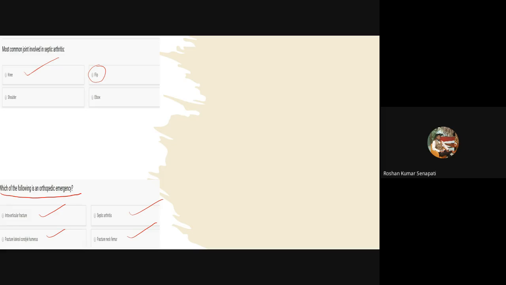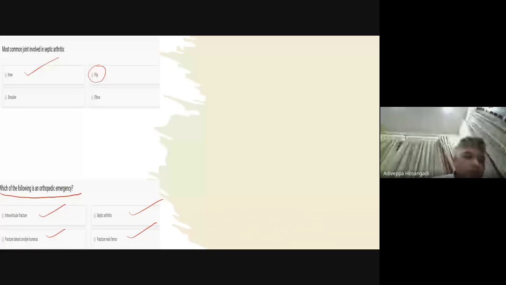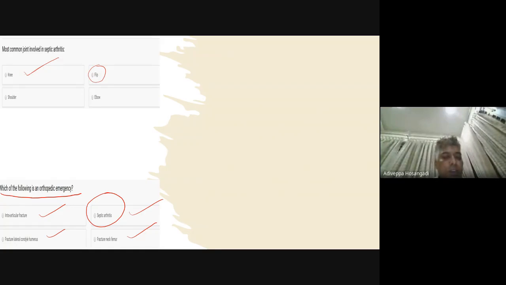Fracture neck of the femur. Fracture neck of the femur, sir. Look at this. No. Septic arthritis is an emergency. Every hour lost in treating septic arthritis, the joint gets irreparably damaged. The joint will end up not regaining any amount of movements. Every passing hour is a problem if you don't treat septic arthritis as an emergency. Septic arthritis is an emergency.